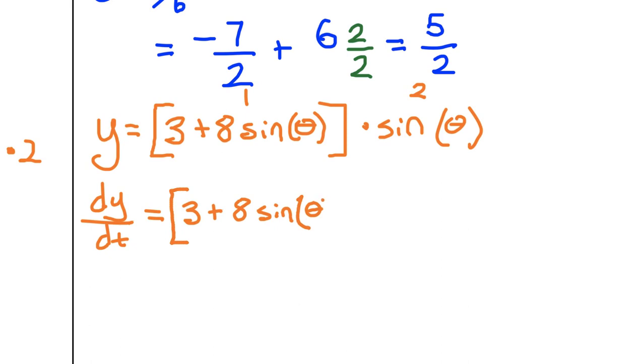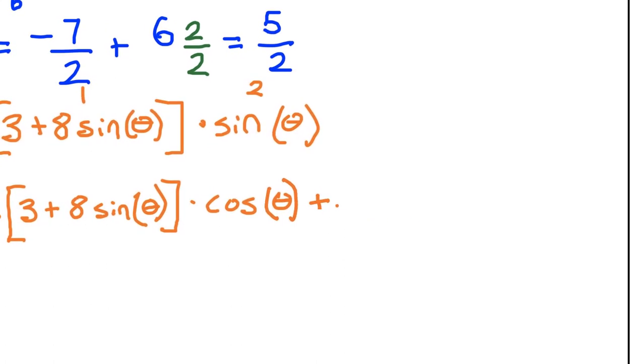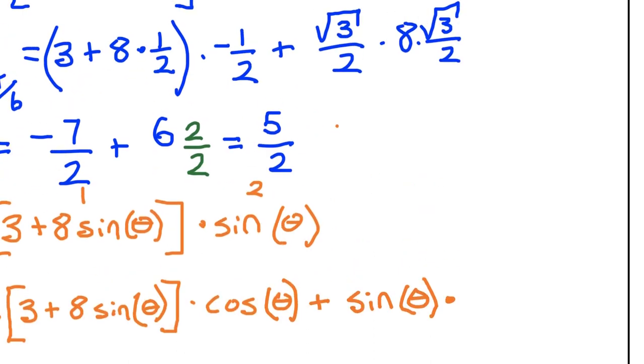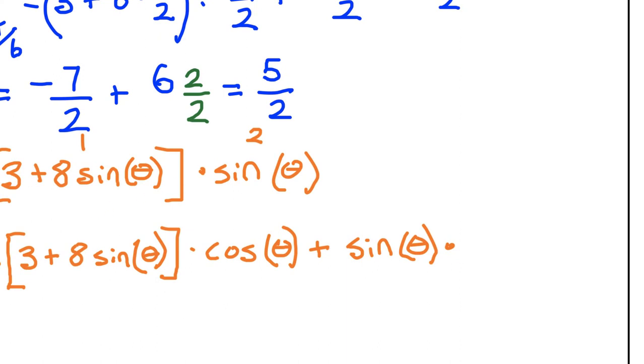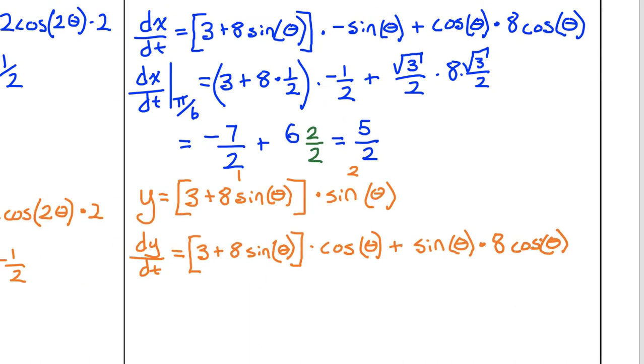d2. So the derivative of sine is cosine of theta. Then plus 2d1. So 2 is sine of theta, and times d1. So the derivative of 1 is the same thing that it was up above. So it's going to be this 8 cosine of theta because, yeah, the derivative of 3 goes away. It's a constant, and then 8 times cosine of theta. 8 cosine of theta. Cool. So we have our derivative.